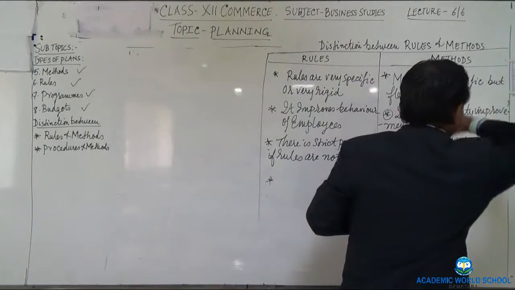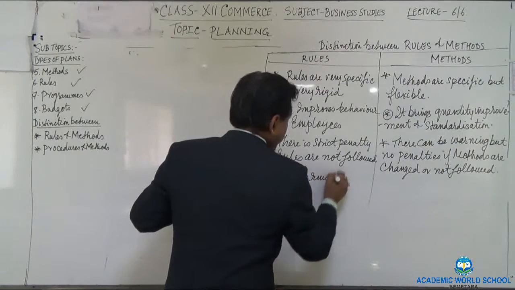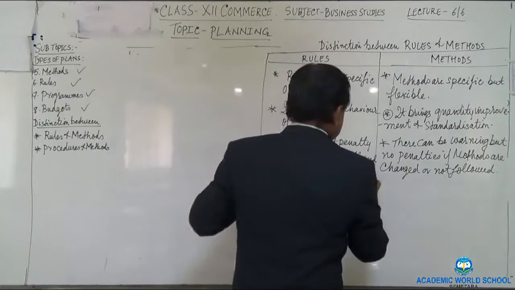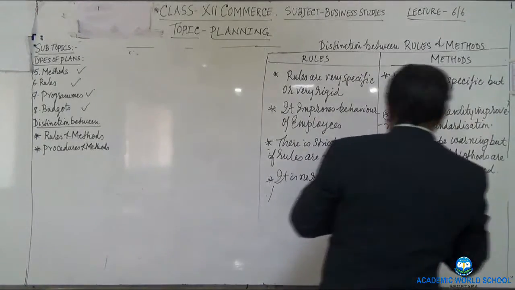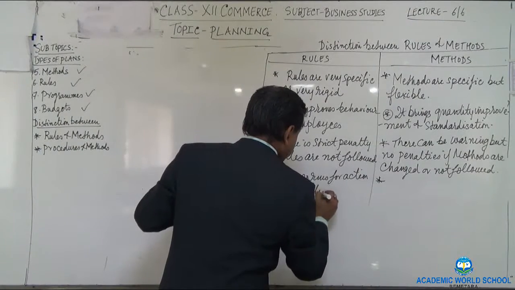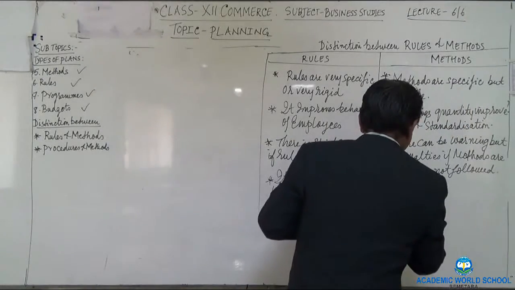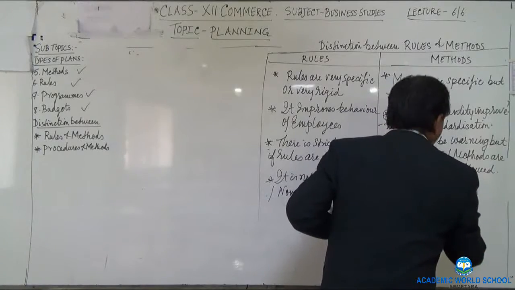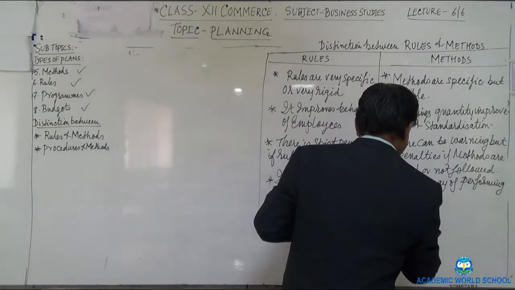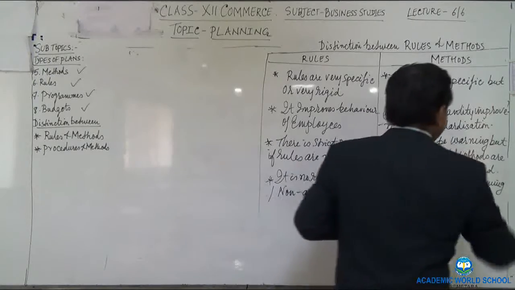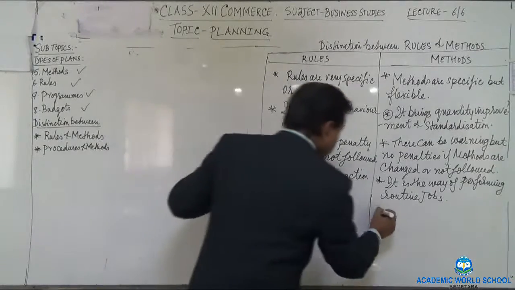Third one you have written. The fourth one, it is norms for action, or norms for action or non-action. It is the way of performing routine jobs. Okay, dear students, I have just written, then I will also write examples of this one.